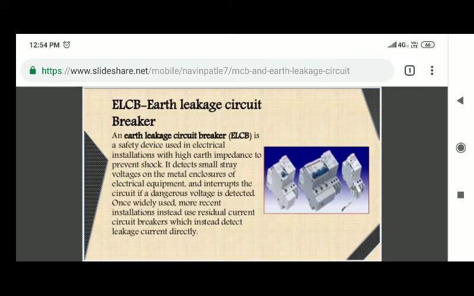Now we can study the ELCB, which is the earth leakage circuit breaker. An earth leakage circuit breaker is a safety device used in electrical installations with high earth impedance to prevent shock. It detects small stray voltage on the metal enclosure of the electrical equipment and interrupts the circuit if a dangerous voltage is detected. Once widely used, more recent installations instead use the residual current circuit breaker, which detects the leakage current directly.